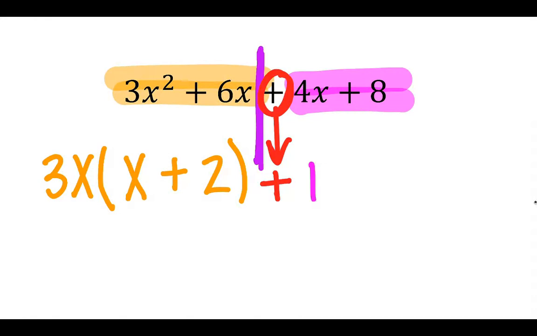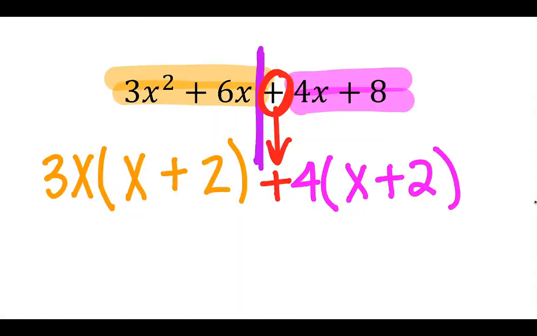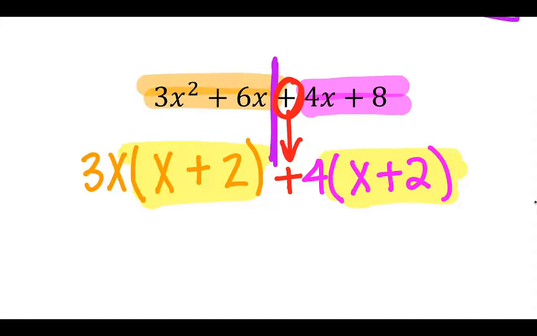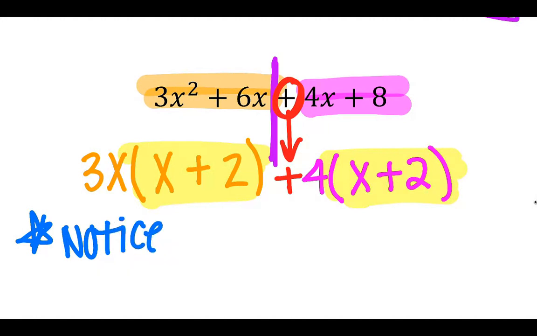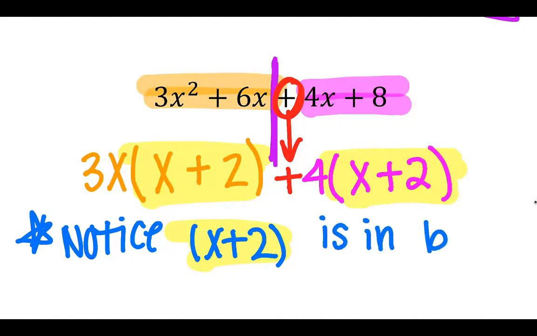That would be 4. So I can take 4 out, and I've got an x left over and a 2. Now I want you to notice what's inside the parentheses. This is an x plus 2, and this is an x plus 2. So if we notice, x plus 2, that's what we highlighted in yellow, is in both.